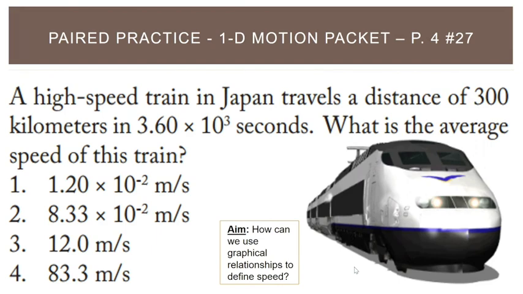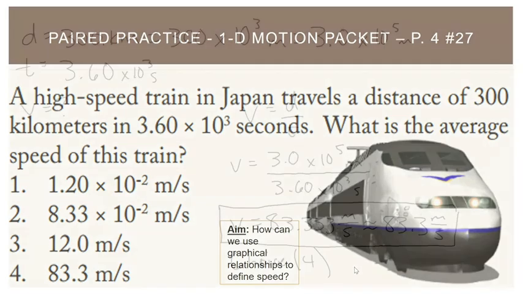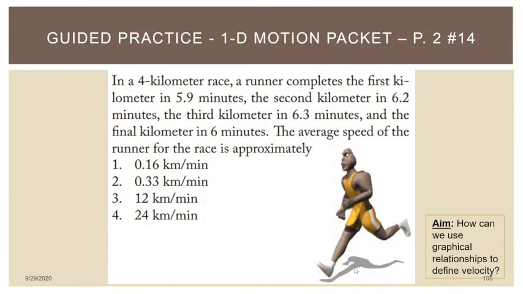Let's just take a look at one more problem quickly before we go, and that'll be it for today. So this problem, which is on page 2, number 14, says in a 4-kilometer race, a runner completes the first kilometer in 5.9 minutes, the second kilometer in 6.2 minutes, the third kilometer in 6.3 minutes, and the final kilometer in 6 minutes. It says the average speed of the runner for the race is approximately.